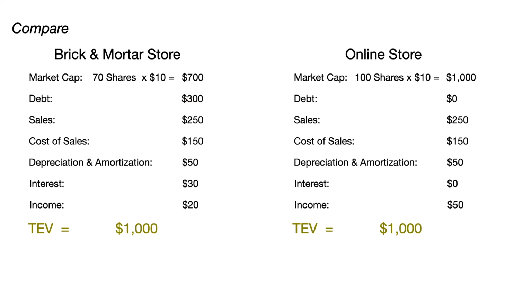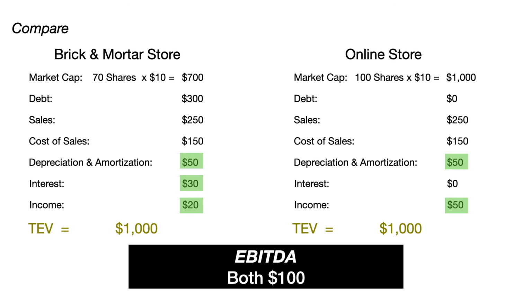So let's back up a second. So on the right-hand side, the online store has income of $50, no interest, but we'll add back the depreciation and amortization. That's $100. On the left, we have $20 income. We'll add back the interest. We'll add back the depreciation and amortization. And we haven't talked about taxes, so we'll ignore that for now. And so the EBITDA for both is $100.